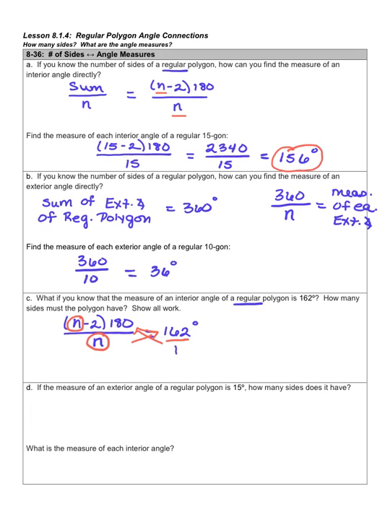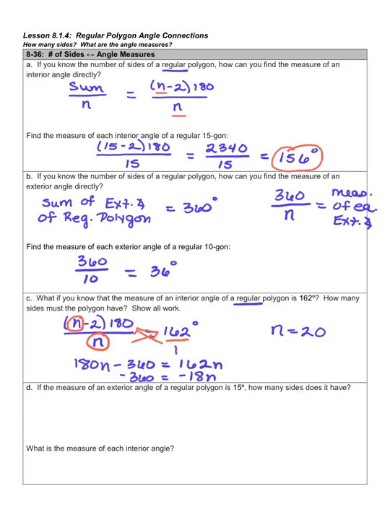If I distribute the 180 to the n minus 2, I have 180n minus 360, and that is equal to 162n. If we continue to solve this equation, we're going to subtract 180n from both sides, so negative 360 is equal to negative 18n, and dividing by negative 18 tells me that n is equal to 20. So a polygon that has interior angle measures of 162 degrees has 20 sides.